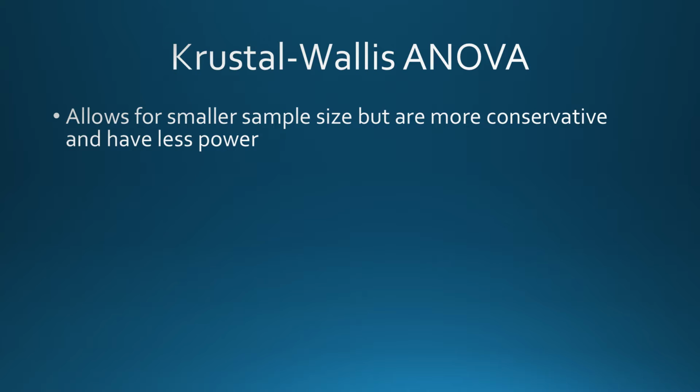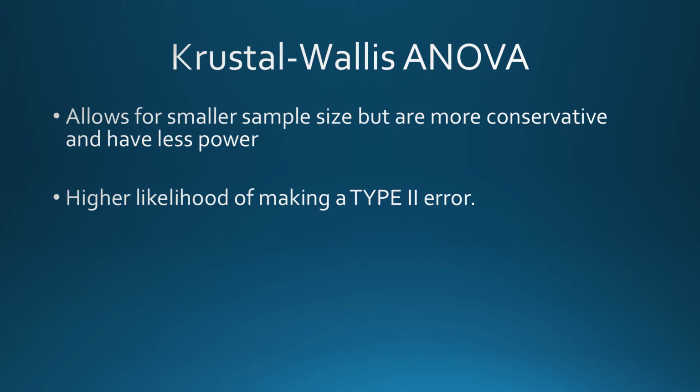So, if we have data, let's say we have a smaller data sample size, we can utilize this method, but one of the drawbacks is normally it's going to be more conservative and it's going to have less power compared to a parametric ANOVA such as your complete block. There's also a higher likelihood of making a type 2 error when you use a non-parametric method.